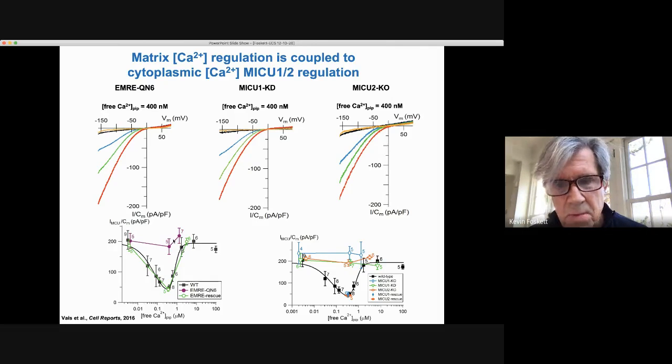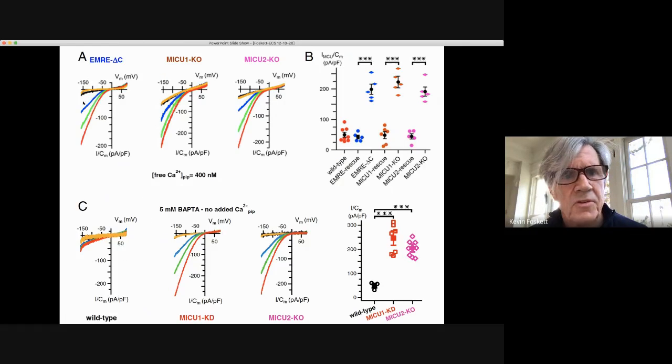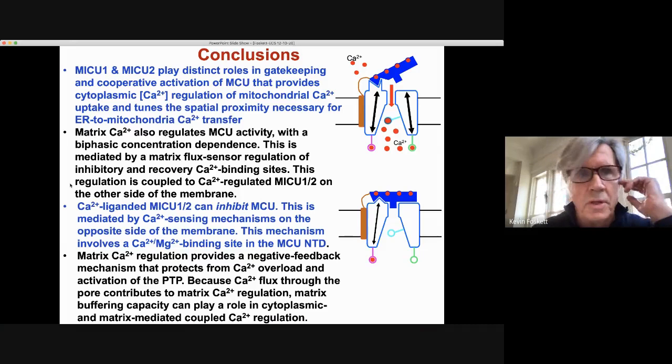That can be, as shown in the bottom, completely rescued by re-expressing the wild-type versions of any of these proteins. And so here, that's just shown again. Here's a different mutant of EMRE where we just completely lopped off the C-terminal tail. You can see this normal inhibition that we see at 400 nanomolar calcium is completely abolished if MICU1 and MICU2 are not part of the complex. So in conclusion, MICU1 and MICU2 play, I haven't really shown this, but distinct roles in gatekeeping and cooperative activation. And this provides a mechanism for cytoplasmic regulation of the uniporter.